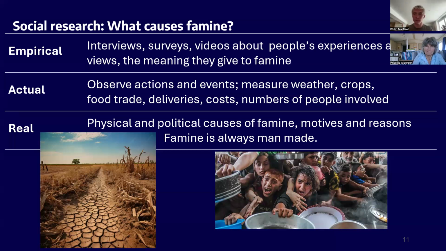On an actual level, again, traditionally pairing this to positivists, they would look at the observable and measurable events that caused the famine. So, the weather, the crops, the international trade, the cost, the numbers of people involved. And then finally, on the real level, again, this level developed by critical realists, they will try and look at the root, the underlying causes of said famine. So they would look, for example, at the political causes, how war affects famine, or even take into account some of the more scientific or geological causes. For example, how climate change and changing weather patterns increasingly affect famine on a more macro level.